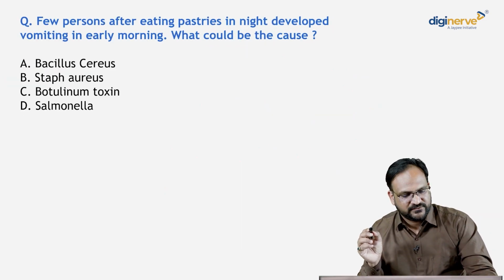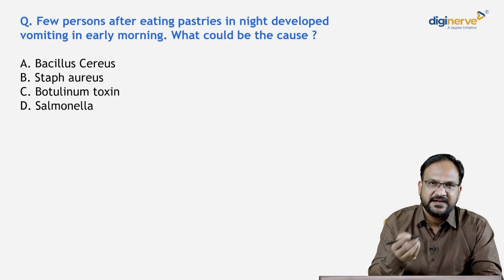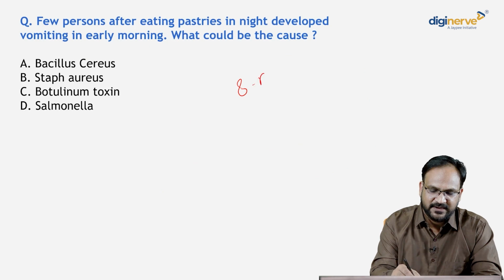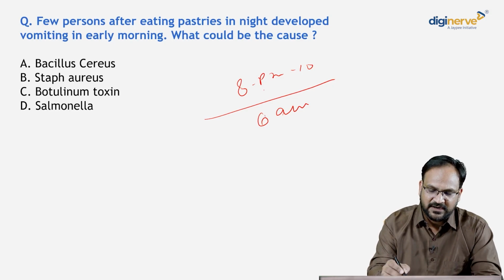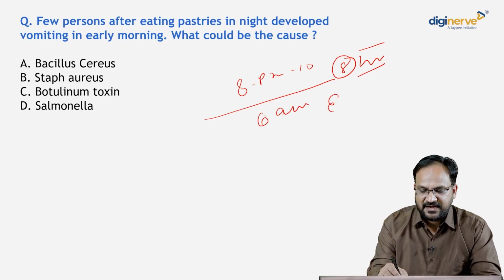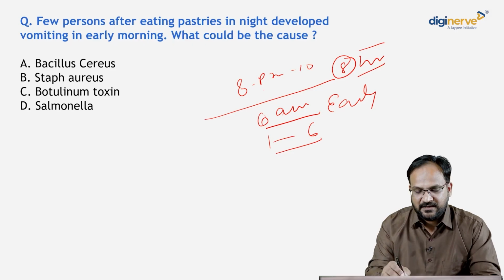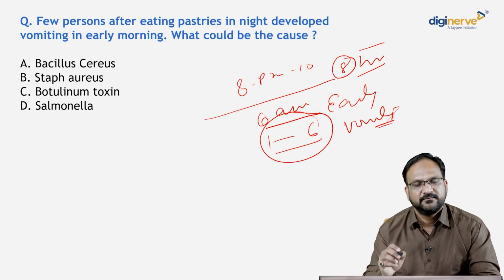Okay. Next one is, a few persons after eating pastries at night develop vomiting in the morning. So the person might have eaten pastry at night around 8 p.m. to 10 p.m., and in the morning at 6 a.m. the person is having vomiting. It means within around 8 hours the person is having vomiting. It means it is early food poisoning of 1 to 6 hours only, and it is a part of vomiting type food poisoning.